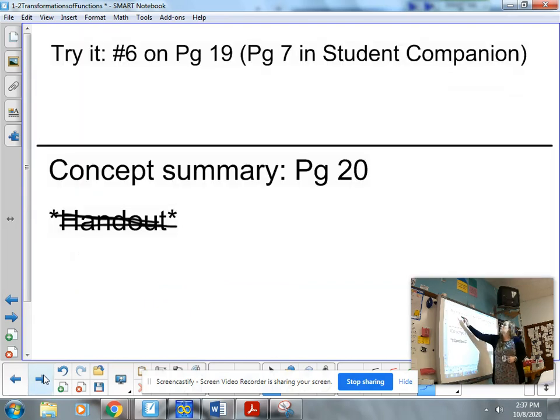Lastly, we did not do this try it, so don't worry about that. But there is a concept summary on page 20, and there's a lot to summarize in 1-2. The concept summary focuses on the translations, the reflections, and the dilations, making things wider, making things smaller, the stretches, the compressions. So that is something you can use as a reference.